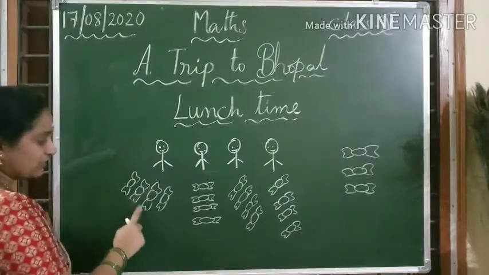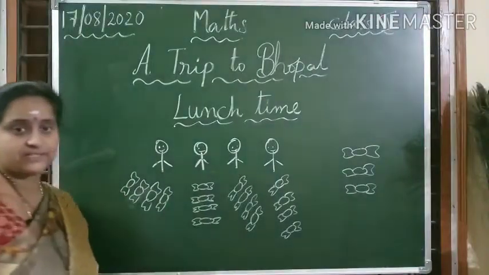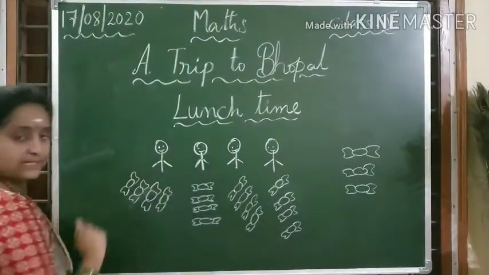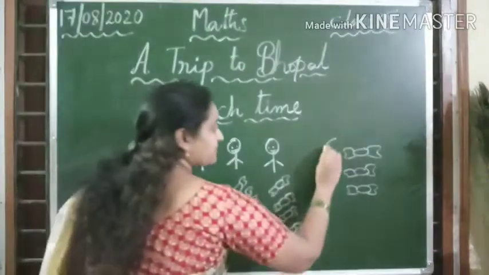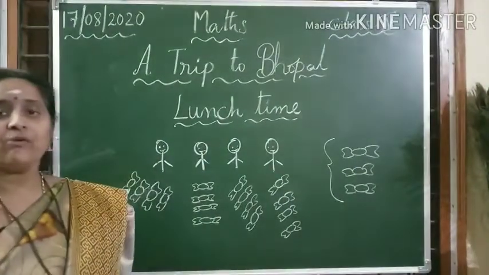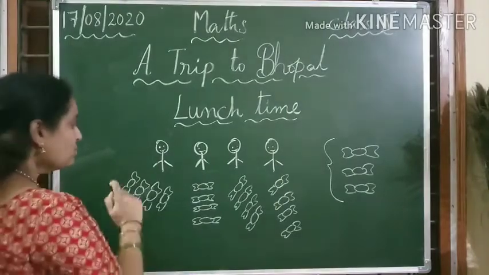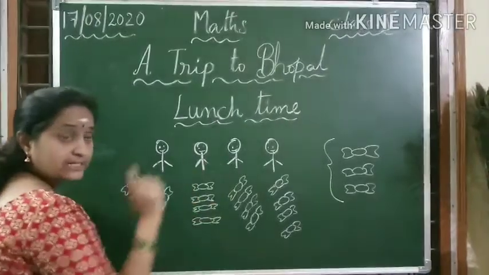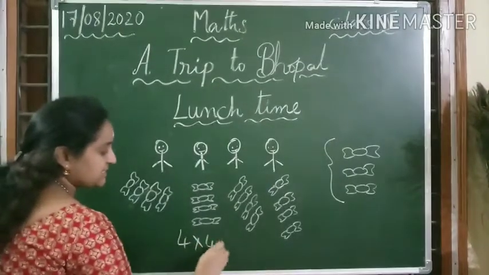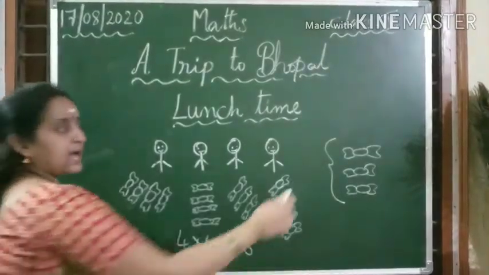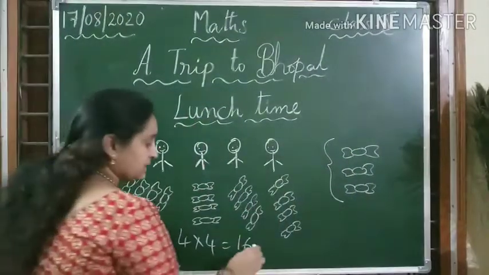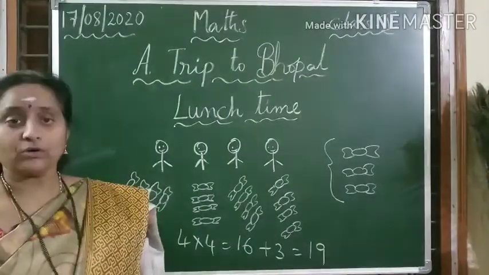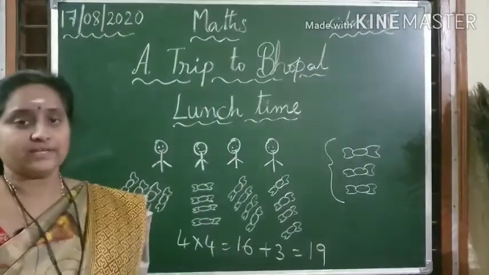I gave 4 toffees each to 4 of my friends. That means each one gets 4 toffees here. And I am left with 3 toffees. How many toffees do I have? So each one gets 4. 4 friends get, each one gets 4, means 4 fours are how much? 16 toffees. And I am left with 3. So plus 3 which is nothing but 19. How many toffees in total I have? 19 toffees.